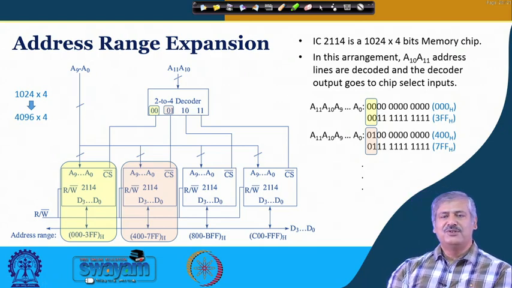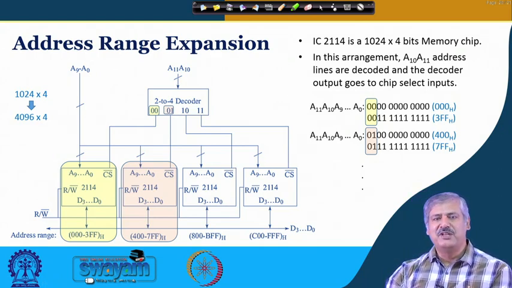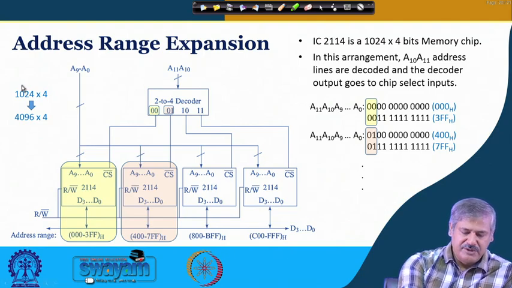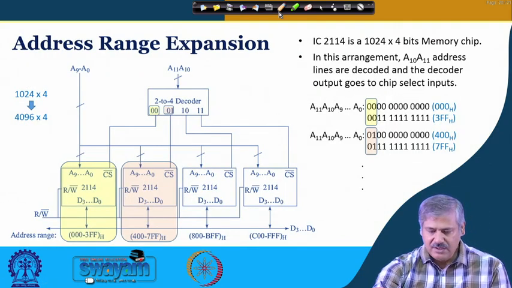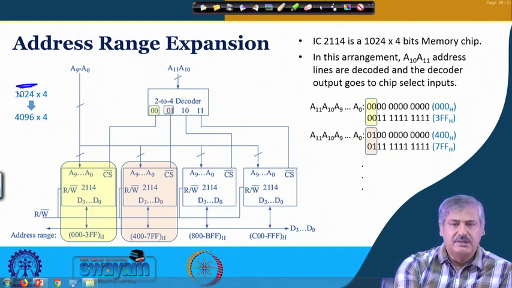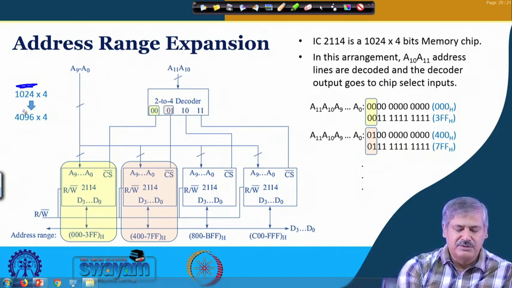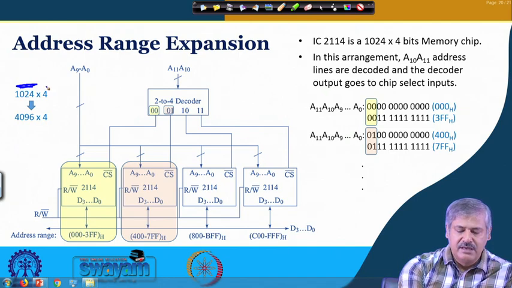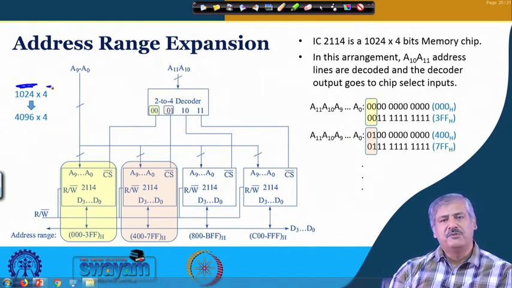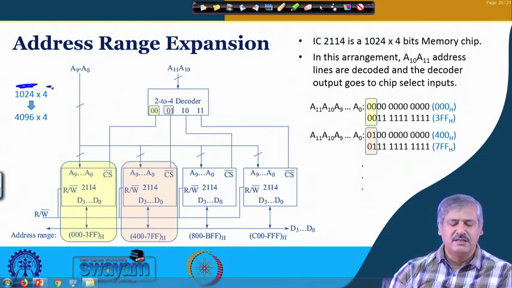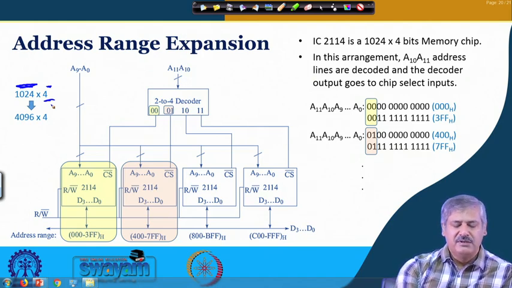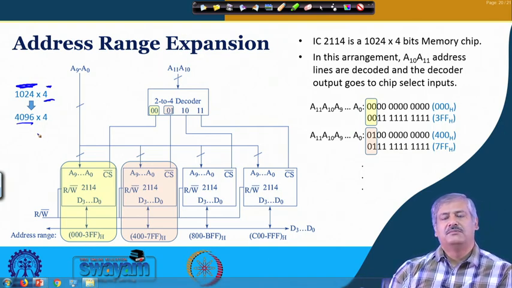So, we now move to memory expansion, and when we talk about memory expansion, there are two possibilities. One is address range expansion. What do we mean by that? There is an example. This is the number of rows, the number of addresses, the number of locations, that is 1024, and at each address there are 4 bits of binary information stored. So, it is a 4 bit word. When we talk about address range expansion, the word size remains 4, but now we want 4096, 4K, memory locations available for the designer.